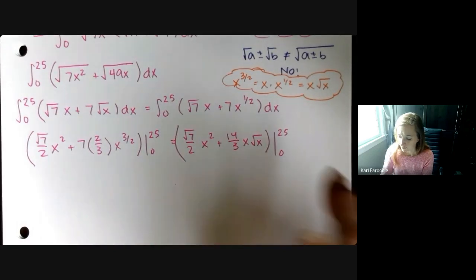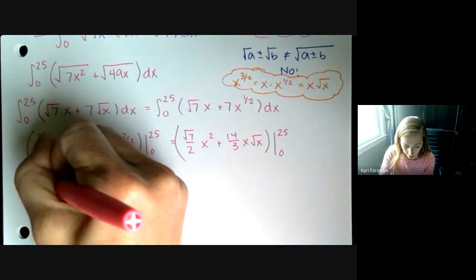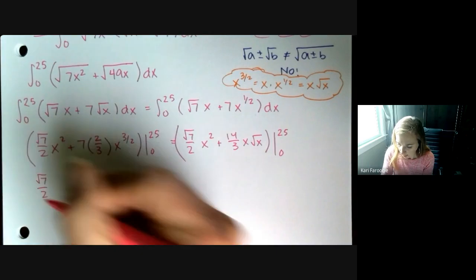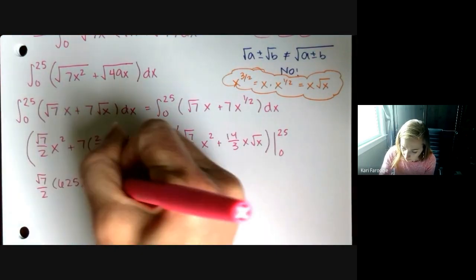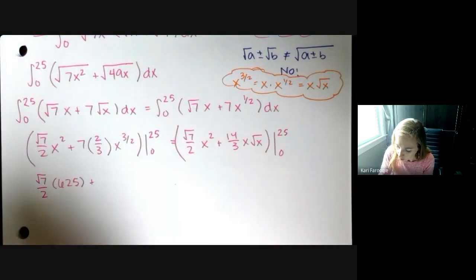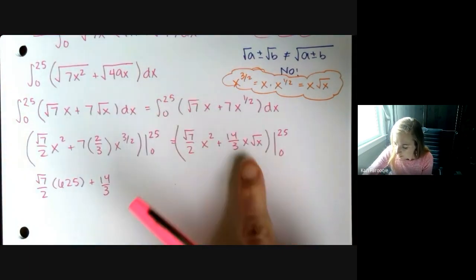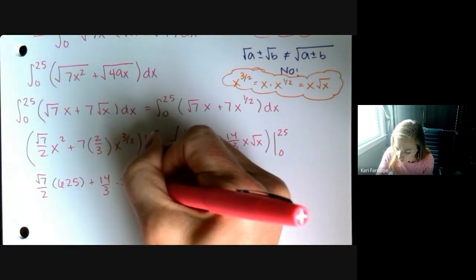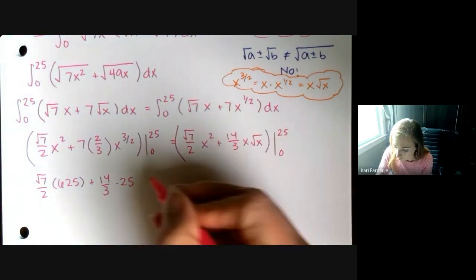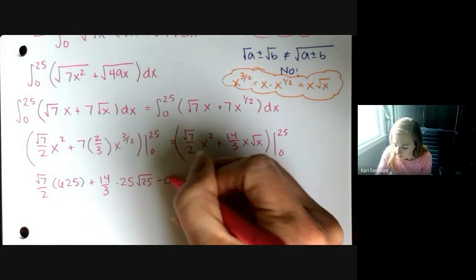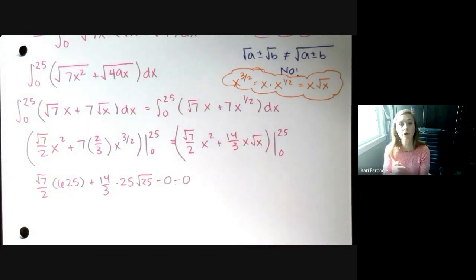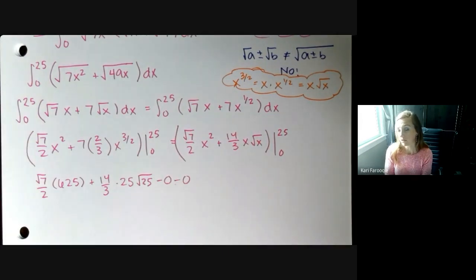All right, so here we are. We have the square root of 7 halves times 25 squared, which is 625, plus 14/3, and then we have times 25, and then the square root of 25. Now, the nice thing here is that with the zeros, both of these terms will zero out. That doesn't always happen with a lower limit of 0, but it will happen if you're looking at polynomial functions that all contain a variable term.